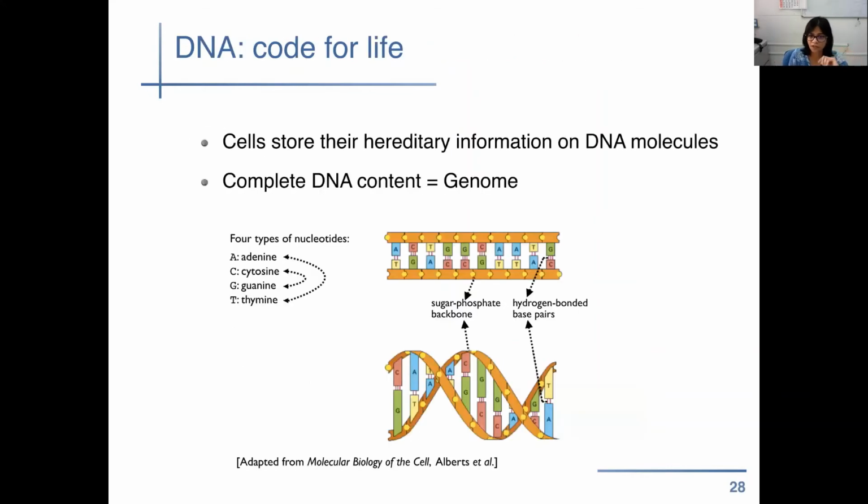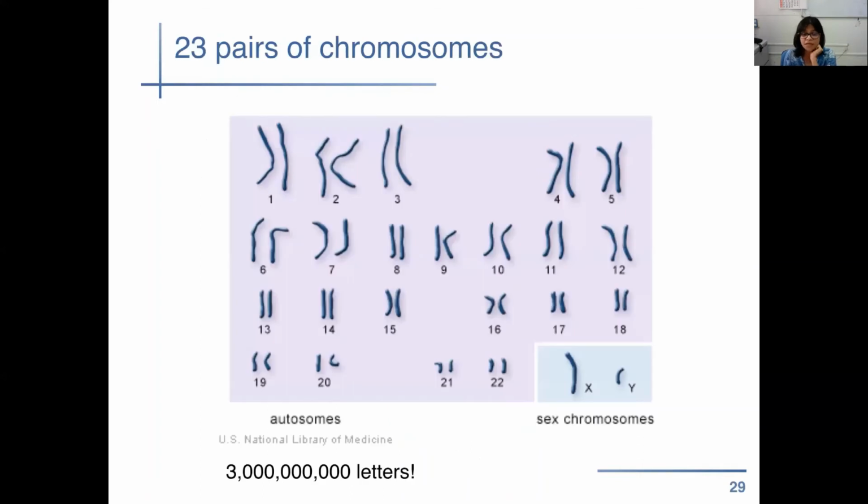All right. So let's go back to DNA a little bit. If you remember, DNA is a double-stranded molecule, and cells store their hereditary information on these molecules, and the whole DNA content is known as the genome of that organism. We now have the whole human genome sequenced, right? Which is essentially lots of letters. We have 23 pairs of chromosomes, and if you just look at one set, the one that you get either from your mother or father, it's about 3 billion letters. So that's a lot of data, a lot of nucleotides that you are looking at.